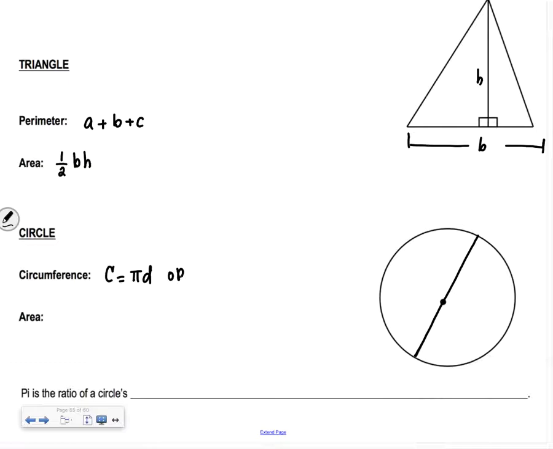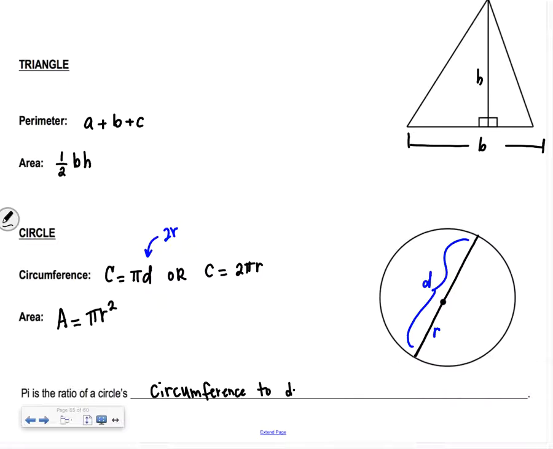You might also see that in another way. Diameter is twice the radius, right? Here's our radius, and here's the diameter. So you might also see 2 times pi times r, because 2r is the diameter. Hopefully this is not confused with the area. I know everybody in geometry always gets these confused. The area should be pi times r squared. So pi is the ratio of the circle's circumference to its diameter. If I take the circumference and divide by the diameter, I end up getting pi.